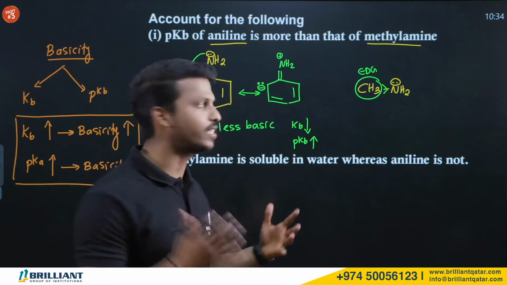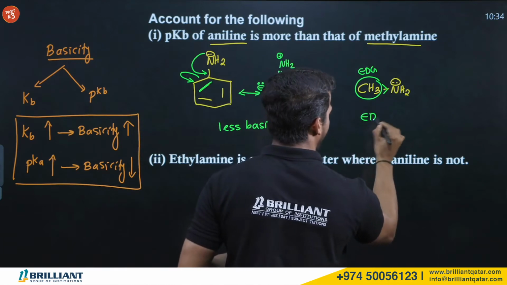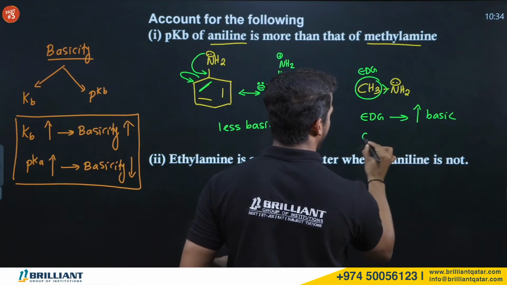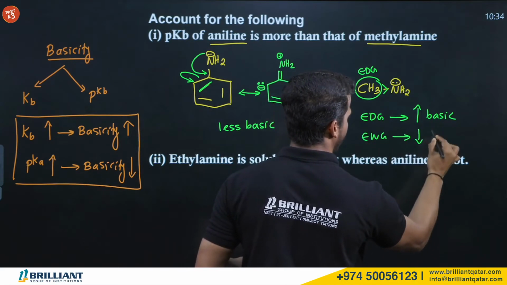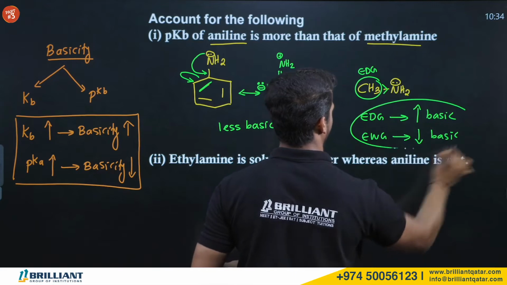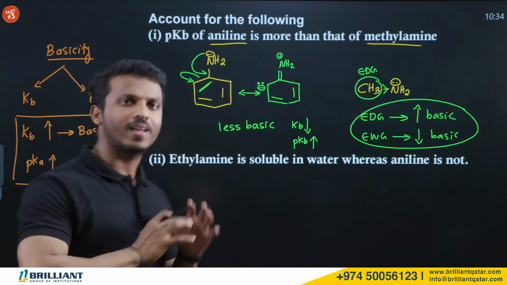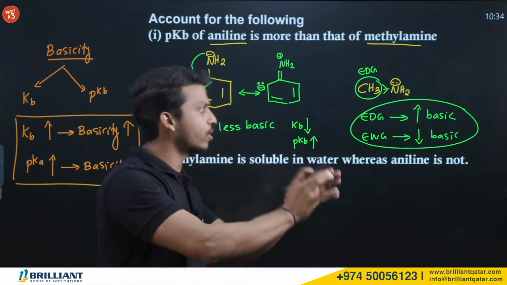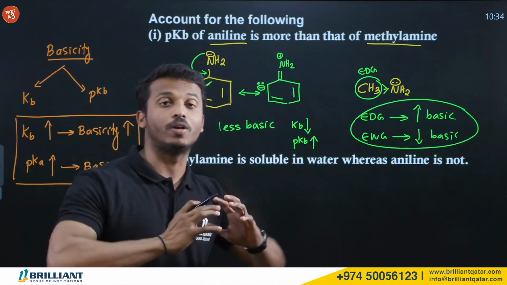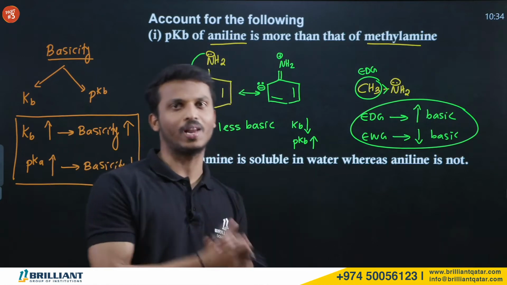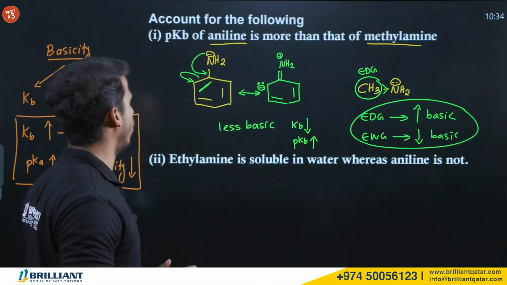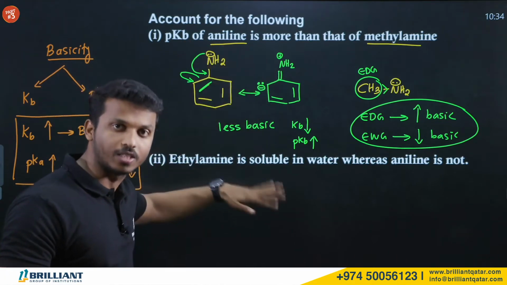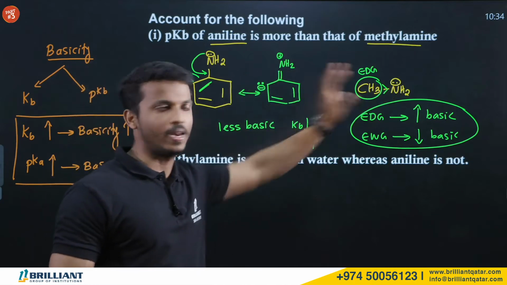One more reason, let me tell you: if an electron donating group is there, it will increase the basic character. Electron withdrawing groups will decrease the basic character. So generally, alkyl amines contain alkyl groups. Alkyl groups donate electrons towards the nitrogen, and the nitrogen becomes richer in electrons, so it can easily donate the lone pair. Clear, all of you? Therefore, the pKb value of aniline is more. A greater pKb means it is very much less basic than methylamine. Hope you are clear?